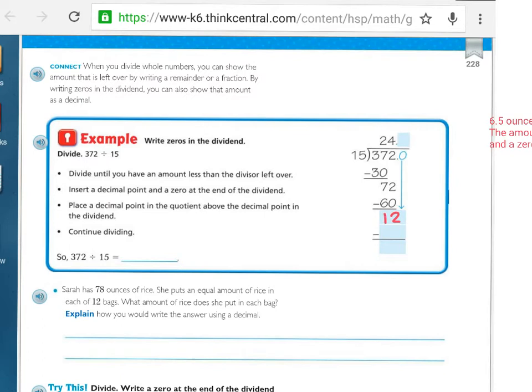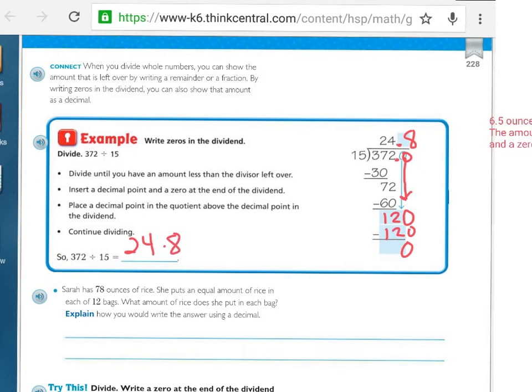Well, 12 is less than 15, but if I add a 0 and I bring that 0 down, I can continue going on. And I put my decimal above when I do that. When I add a 0, I put a decimal, and I put my 0. 15 happens to go into 120 8 times. 8 times 15 is exactly 120, and I get nothing left over. So 372 divided by 15 is 24 and 8/10. Okay, and that's just doing it with a regular problem.